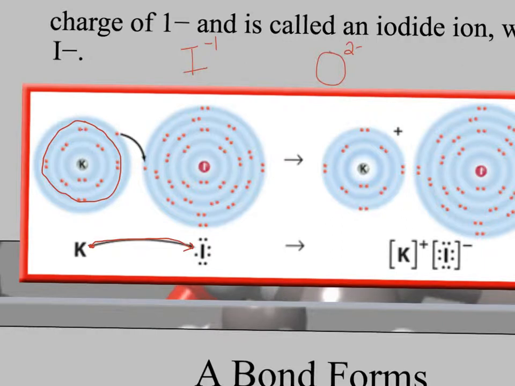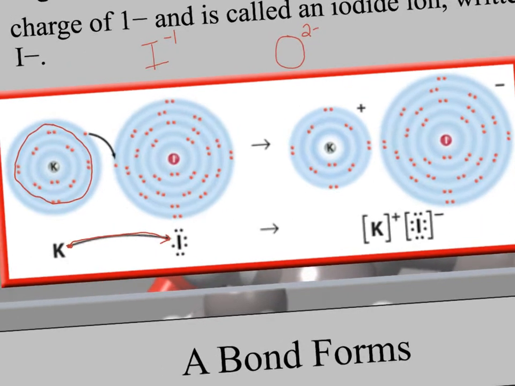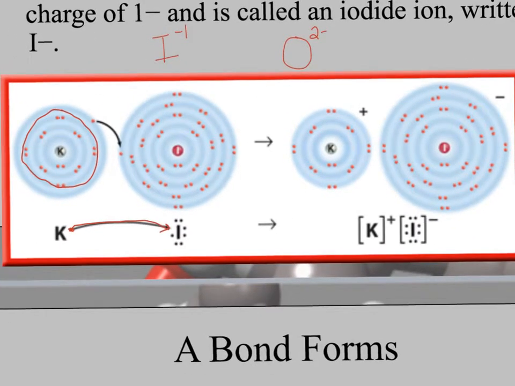And so potassium then will become positively charged because it now has, once again, 19 protons. It has more protons than electrons. It has a positive 1 charge. Iodine has a negative 1 charge, because remember, it's gaining a negative charge.